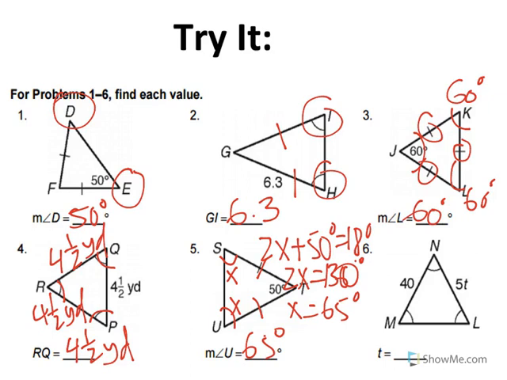And then for number six, we're given that it is an equiangular triangle. So all three angles are congruent. That means that all three sides are congruent. So we can set this up as 40 equals 5t, so solve for t. So t is 8.